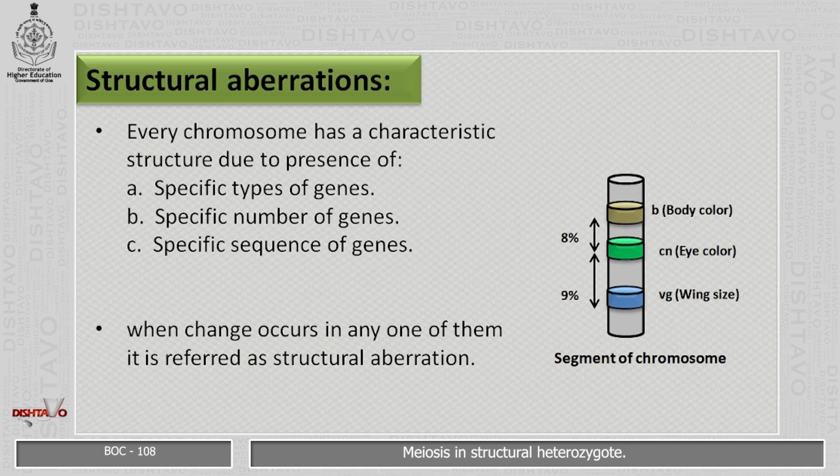Structural aberrations. Every chromosome has a characteristic structure due to the presence of specific types of genes, a specific number of genes, and a specific sequence of genes. This you can refer to in the given figure, in which a segment of a chromosome is shown with the positioning of 3 different types of genes. When change occurs in any one of them, it is referred to as structural aberration.